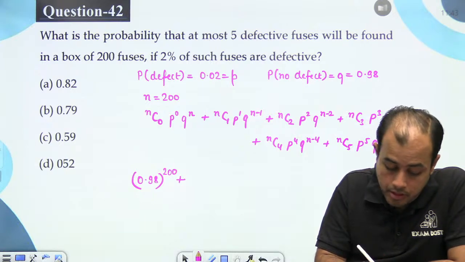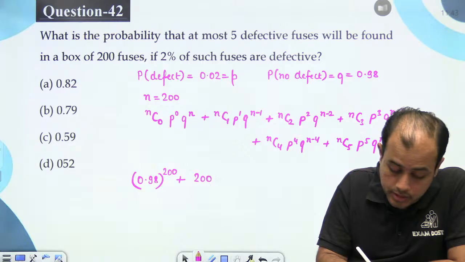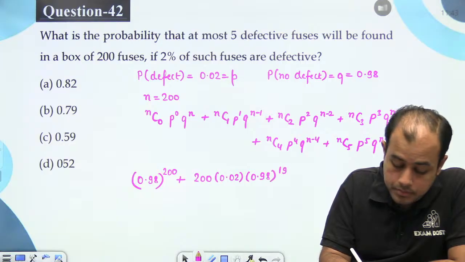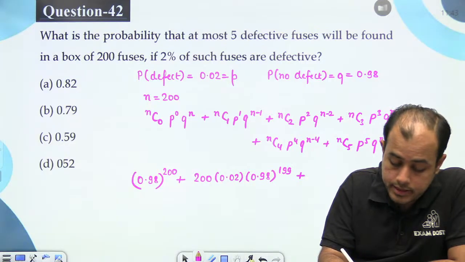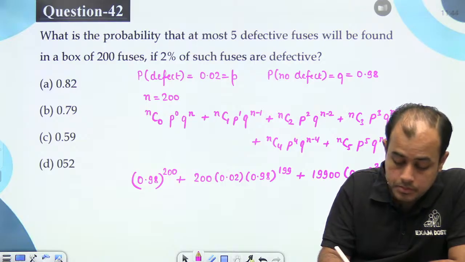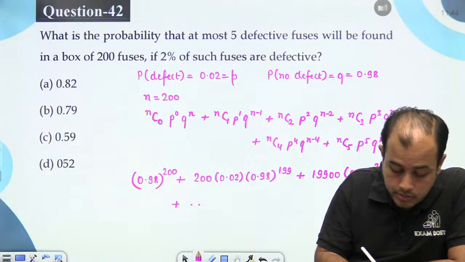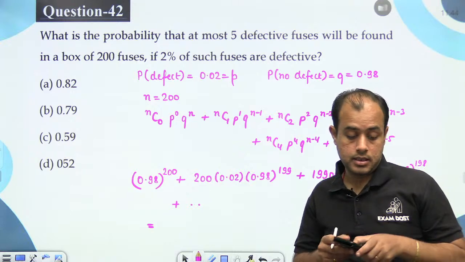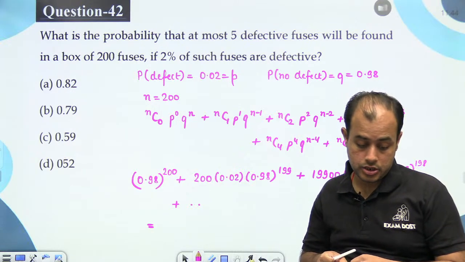Now, nC1, n is 200. 200 C2. So this way we have to calculate. Now this value will be very large.